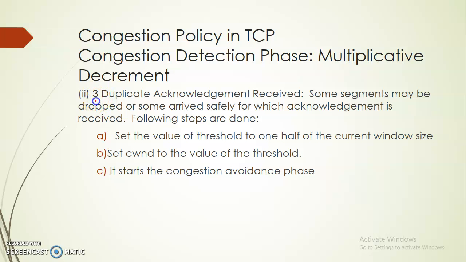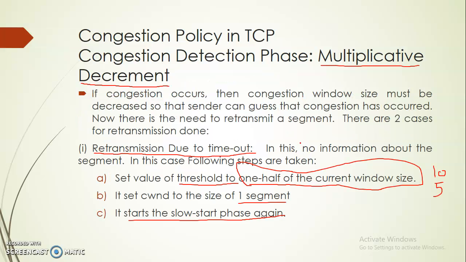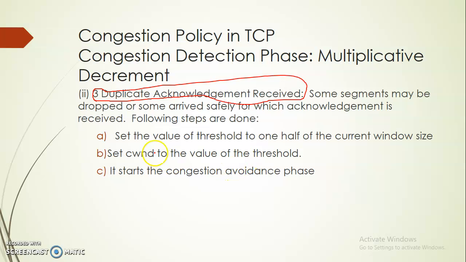But when it receives 3 duplicate acknowledgements, what happens in this case? In case of 3 duplicate acknowledgements, it will set the threshold value to 1/2 of the current window size. That step is same. Second, CWND उसमें 1 हुआ था. In case of duplicate acknowledgement, it will be the value of threshold, right?